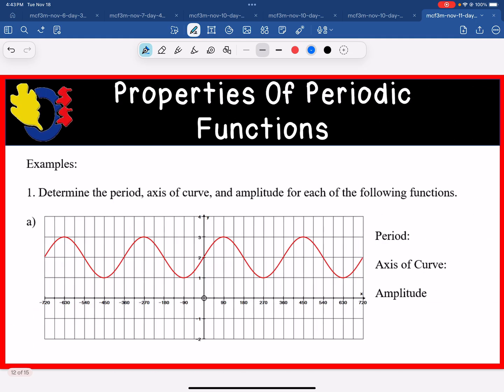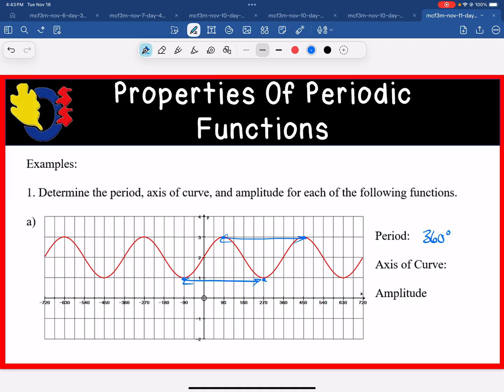All right, so let's look at some key features of this function. Determine the period, the axis of curve, and the amplitude for each of the following functions. So the period here, again, I can choose any starting point. I could choose any of the mins and just count boxes, or I can subtract -450 from 90 if I use this as my example, or I could pick 270 and -90 and count there. So the period is 360 degrees.